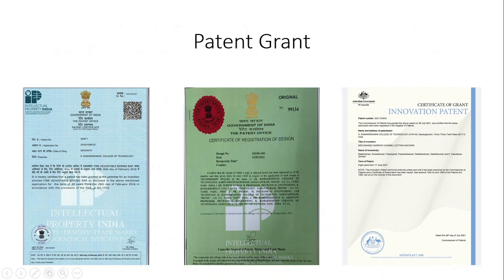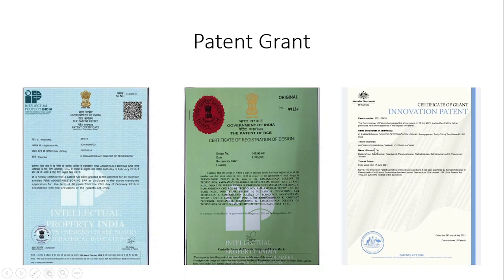These are all sample patent grants. The blue color one is the utility patent. This is the utility patent certificate. Nowadays, the utility patent certificate has changed to yellow color. In the center, there is a design certificate, which looks green, which is a design patent grant. On the right side, the white color one is the international patent. So these are all the patent grant certificates.